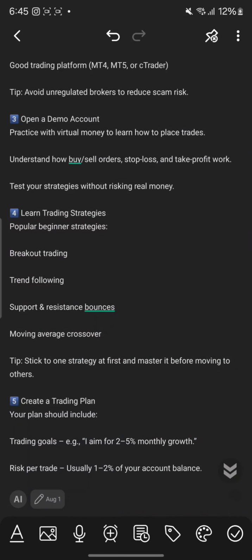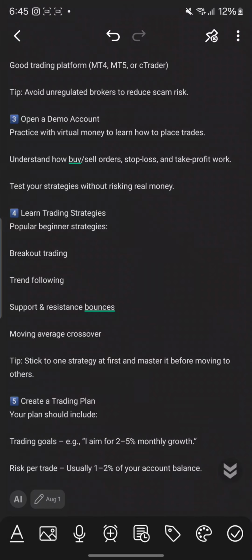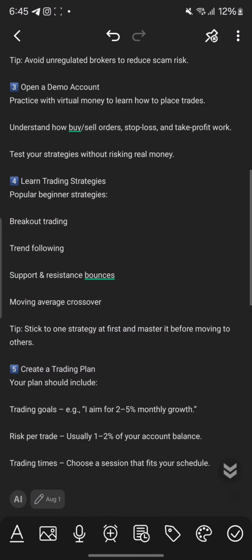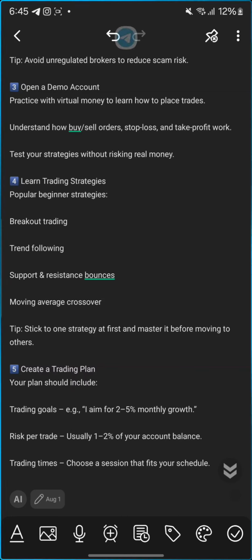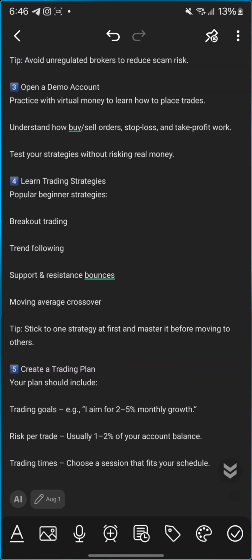Then the fourth step you want to take is learning trading strategies. Popular beginner strategies are breakout trading, trend following, support and resistance. But these strategies, they are not 100% sure. No strategy in Forex is 100% sure. There are some times where you win and there are some times where you lose. But here is what a proper strategy will do for you. It will reduce the amount of losses and increase the amount of winning. You understand? So that's it.